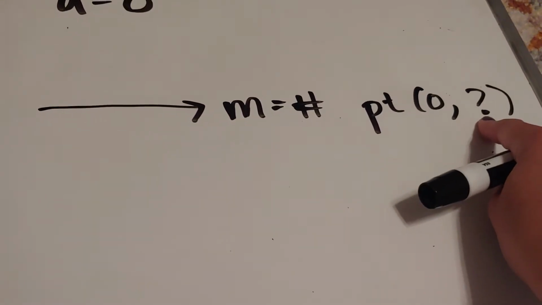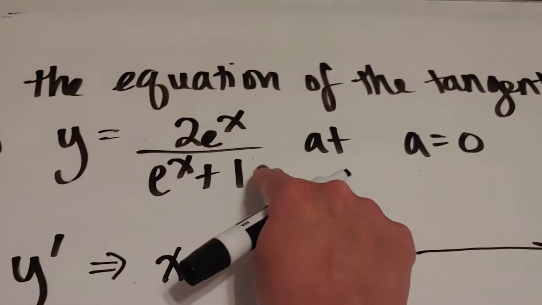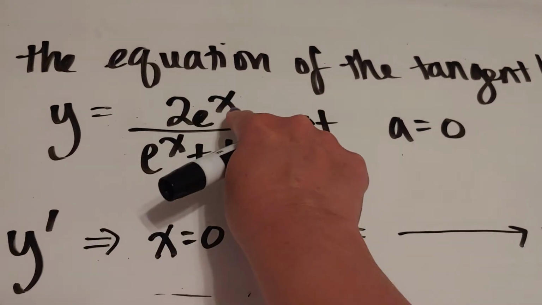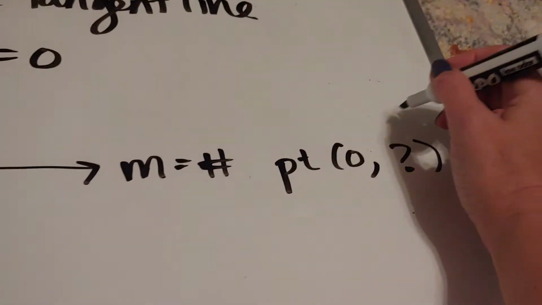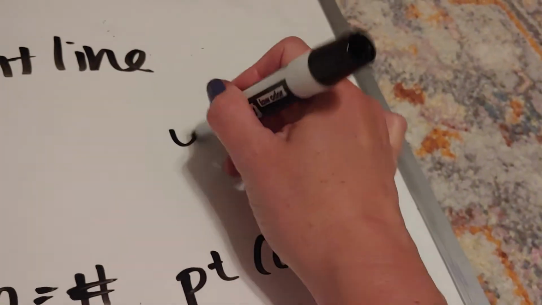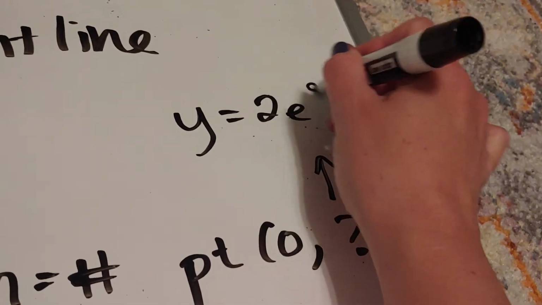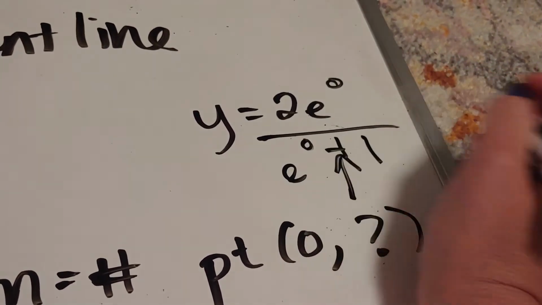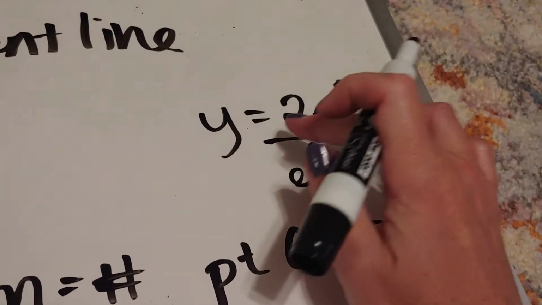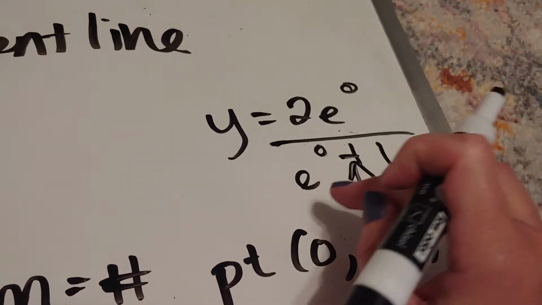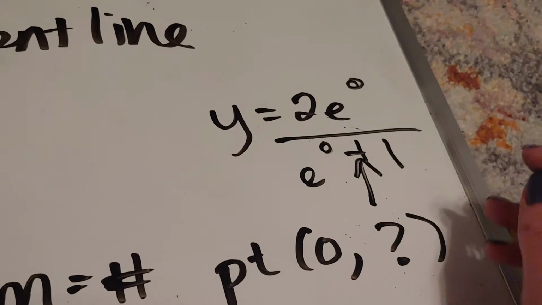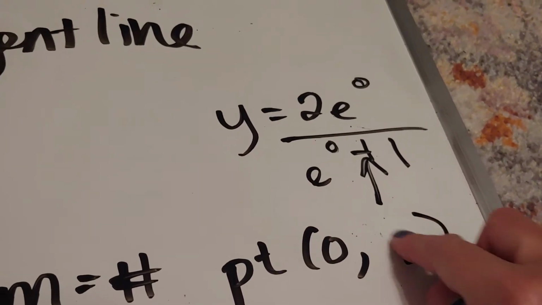All right, whenever you need the y value, you go back to the original function because the original function is the y. So if I plug in x is 0 into the original function, so let's do it right here. Y equals 2e to the 0 over e to the 0 plus 1. Okay, e to the 0 is 1. So 2 times 1 over 1 plus 1 is 2 over 2, which is 1.